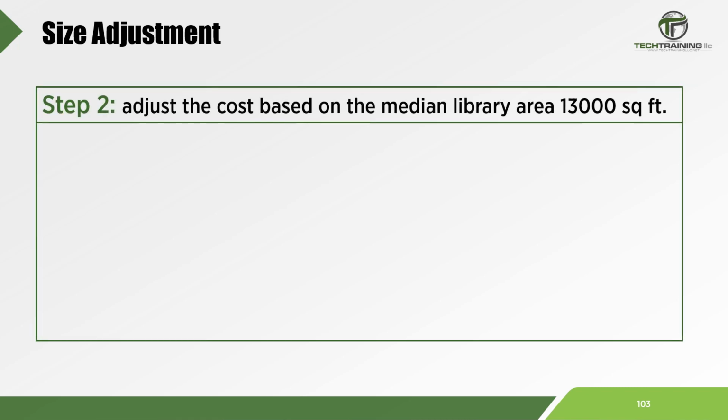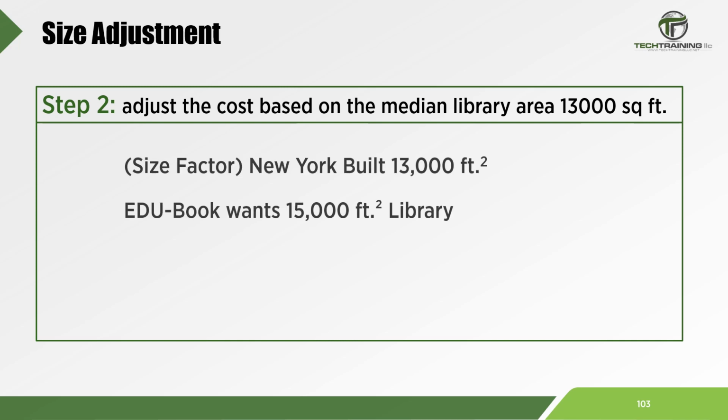In Step 2, we will adjust for the size because the New York City median quality library had an area of 13,000 square feet in 2016. But any area above the 13,000 square foot value would have a less expensive square foot cost, again due to the efficiency of the construction crew, which is developed over time.